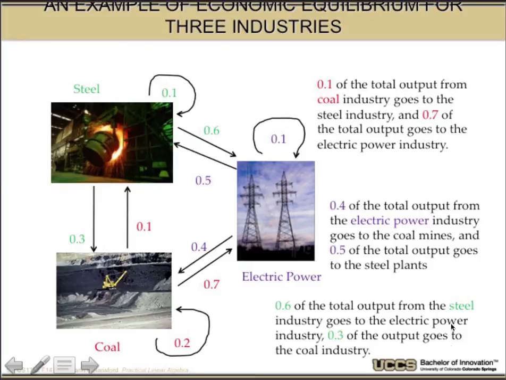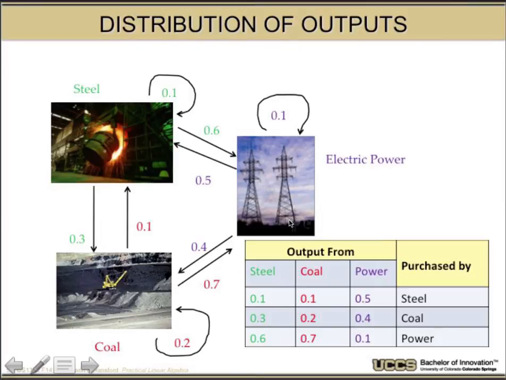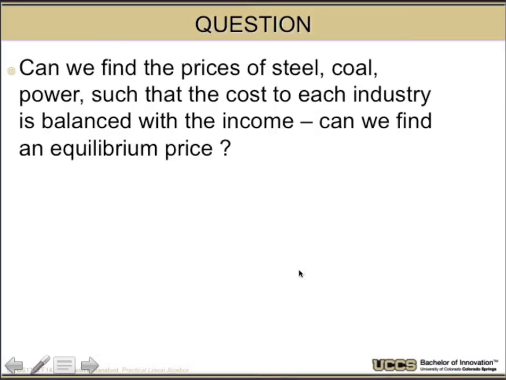If we go a little bit farther and start expanding this to 3 items, it becomes a little bit more complicated. I can talk about how much steel goes into power, power goes into coal, coal goes into power, power goes into steel. All of these are related. So you can put these together and build a distribution of how outputs are related and build a set of equations for these. Now we can ask a slightly different question, not just how much is moving between them, but can we find the price of steel, coal, and power such that the cost to each industry balances with its income? That is, can we find the equilibrium price?